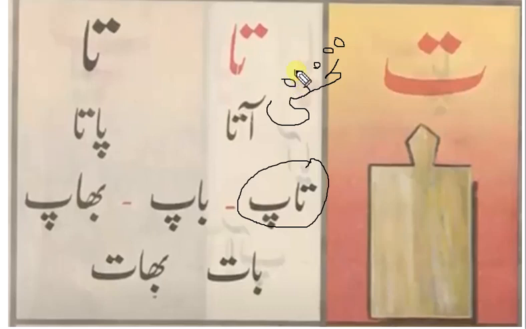Te alif ta. Ta. No. Te alif ta. Pe ta. I'm talking about this. This is called Takhti. Like Te, Khe, and then again Te, and Ye. Takhti. Yeah, this is Takhti.